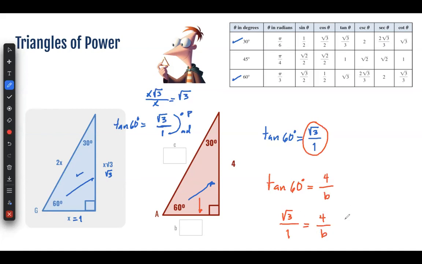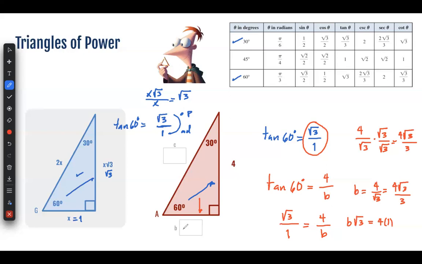So I'm gonna cross multiply, ending up with b times the square root of 3 equals 4 times 1. And if I solve for b, I'm gonna get b is equal to 4 divided by the square root of 3. And if I rationalize this answer, meaning 4 over the square root of 3 times the square root of 3 over the square root of 3, I get 4 times the square root of 3 over 3. So 4 times the square root of 3 over 3.